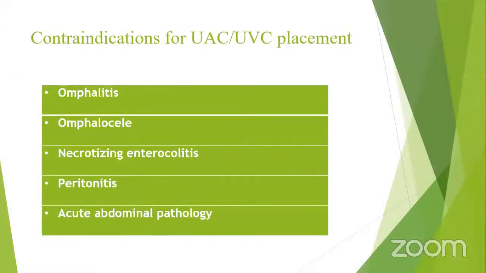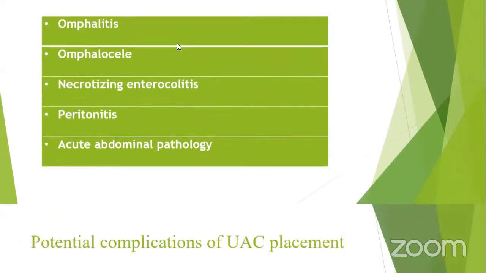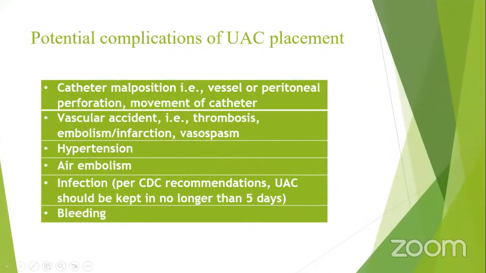Contraindications of UAC or UVC placement: omphalitis, omphalocele, necrotizing enterocolitis, peritonitis, acute abdominal pathology. Potential complications of UAC placement: catheter malposition, vessel or peritoneal perforation.